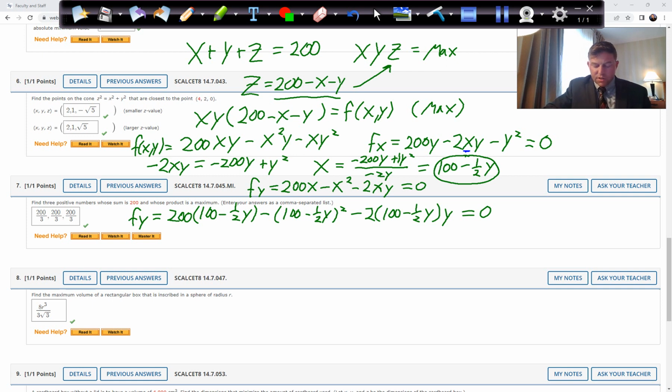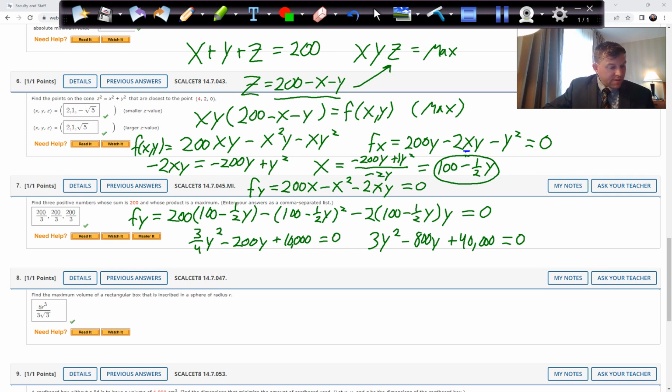Now you've got a lot of distributing to do and some foiling and some combining like terms. If you do that, you should end up with the following: 3/4 y squared minus 200y plus 10,000, and that has to equal 0. And then to make your life a little easier, you can multiply everything by 4 and get 3y squared, so there's no fractions, minus 800y plus 40,000 has to equal 0. And that will factor into the following: y minus 200 times 3y minus 200 equals 0.